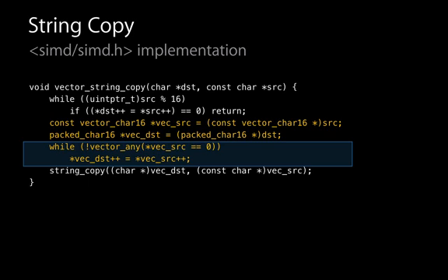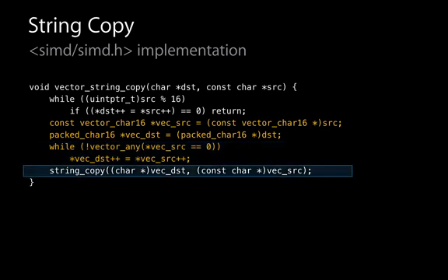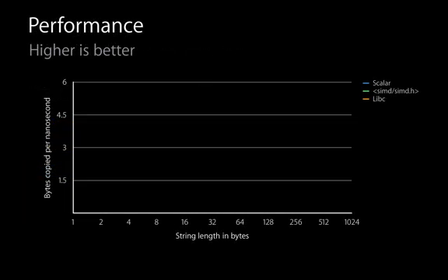Really simple. And then finally, if we did find a 0, if we found the end of the string in the next 16 bytes, well, let's just copy byte by byte from there until we reach the end. This is a really simple implementation. It's not the best implementation that's possible to write, but it was really easy, and it's going to give us a nice performance win. So let's look at that.